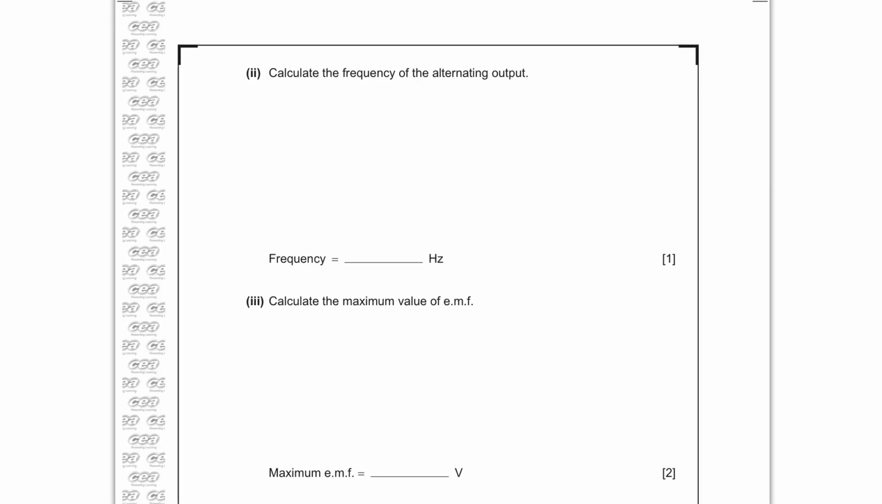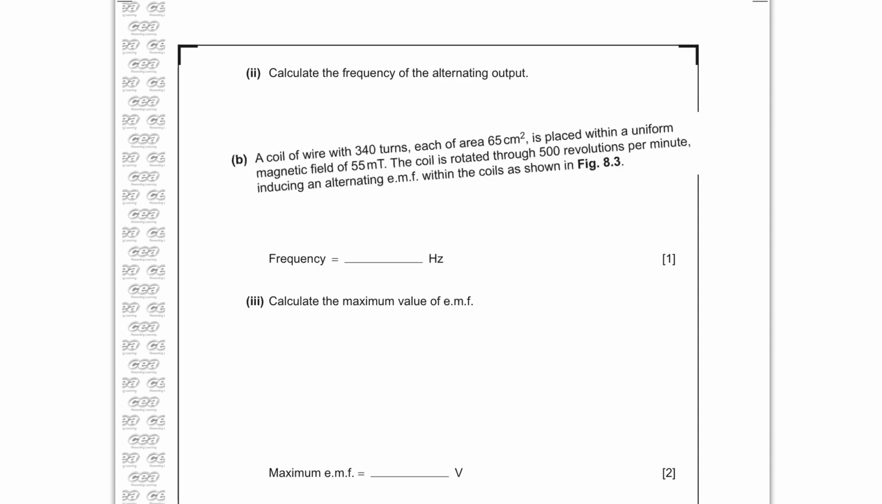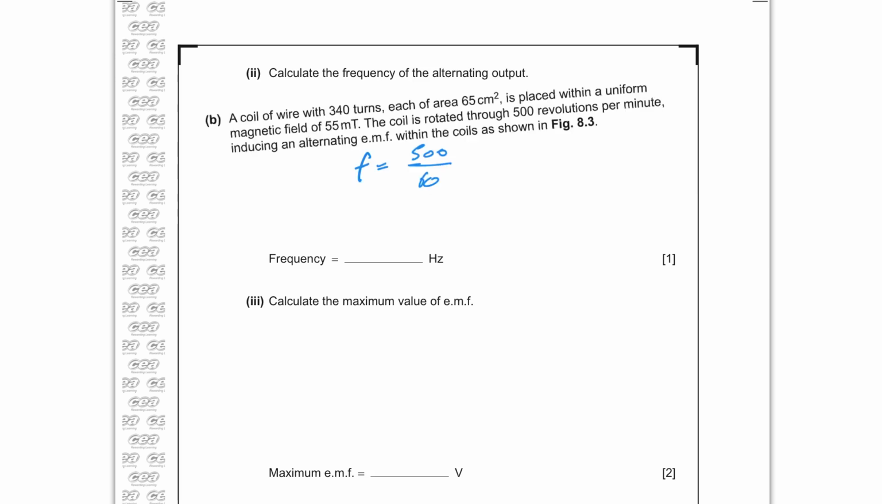Calculate the frequency of the alternating output. Okay, so we need to bring back the details of the question here. We've got 500 RPM, and we need to convert that into a frequency. So 500 revolutions, 500 cycles per minute, dividing by 60 will give us the cycles per second, which is our frequency. And that gives us 8.33 Hertz.